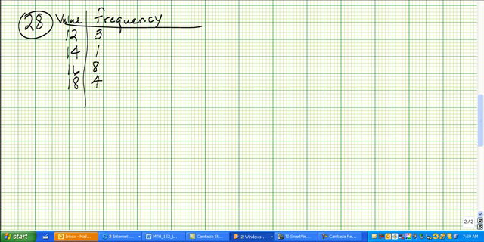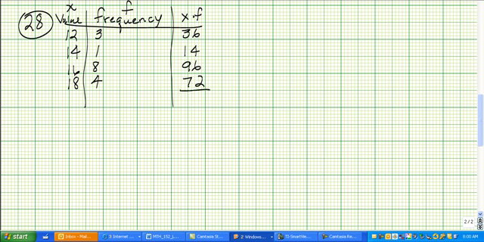Okay, so the question is, what do we do in this case? Well, what I usually do is just make another column, where frequency is F and the value is X. So I'm going to do 12 times 3 is 36, 1 times 14 is 14, 8 times 16, I want to check myself, 96, and 4 times 18, 72.